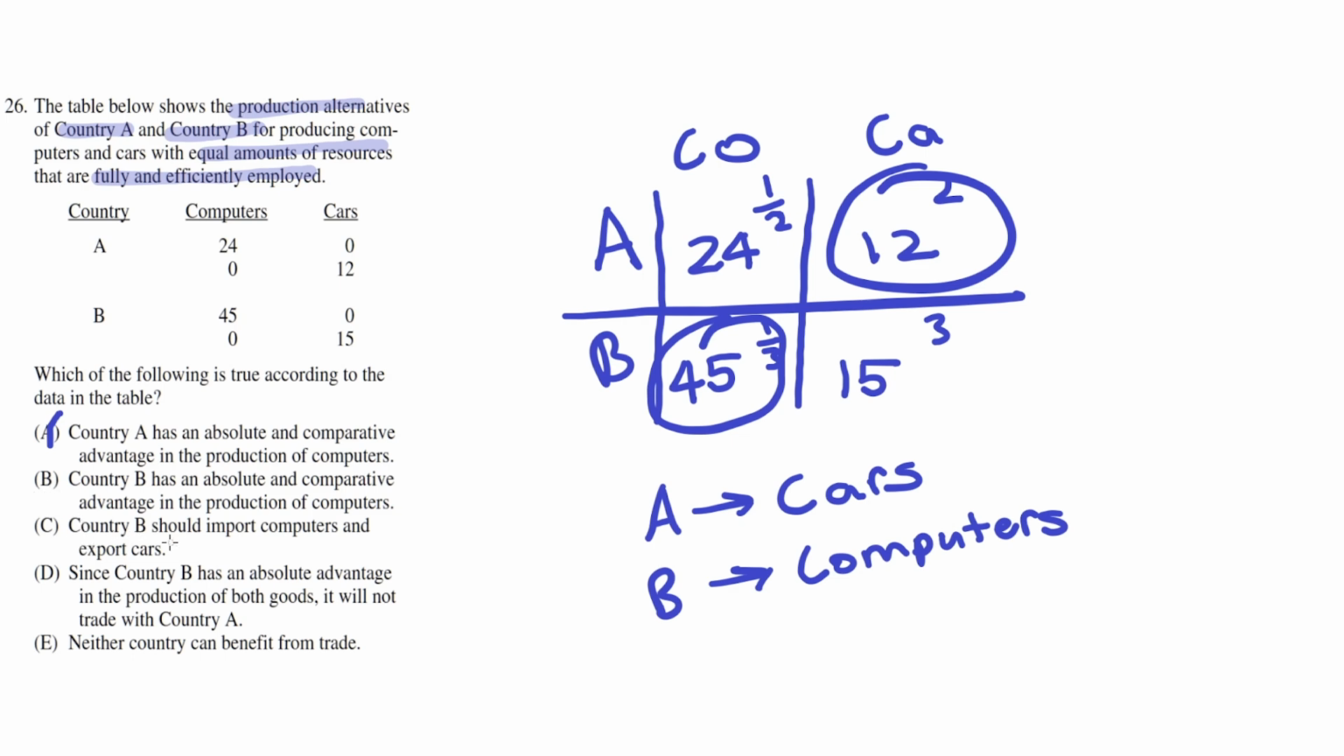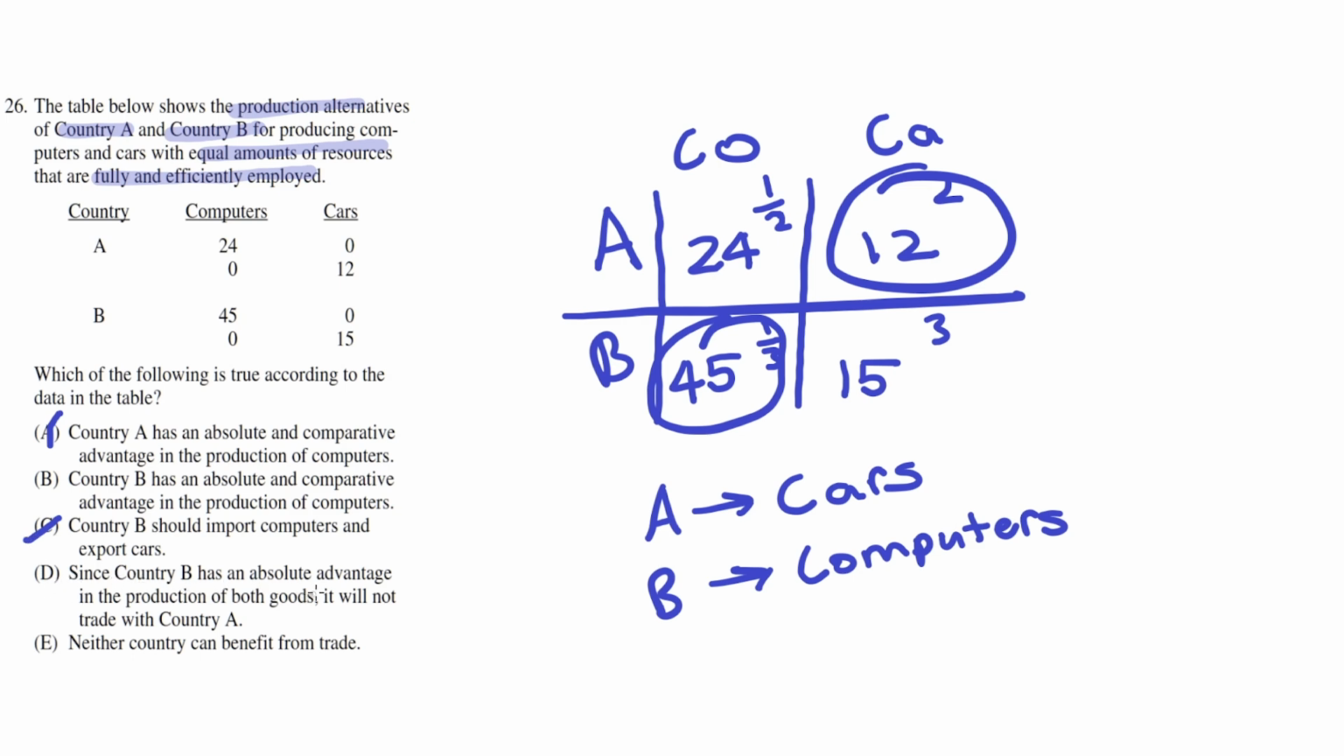C. Country B should import computers and export cars. This is incorrect because if country B has the comparative advantage in computers, that means they should produce computers and export computers. It would make no sense for them to import computers as they produce them themselves, and they would not export cars because they aren't making cars. Therefore, C is incorrect.